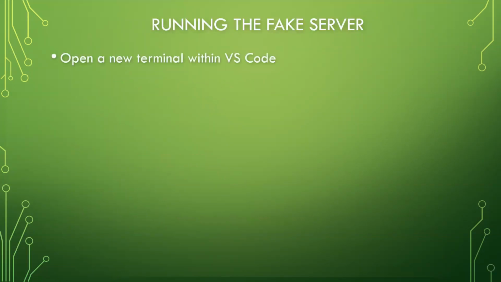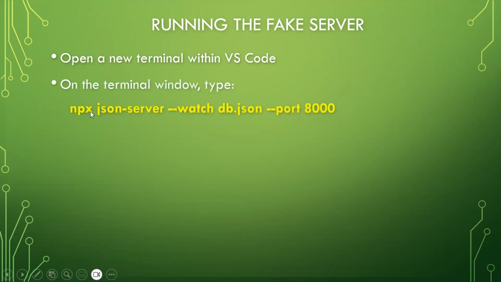To run the fake server, in VS Code you're going to open the terminal window. In the terminal window, you are going to run this command, and you need Node.js for this command to be valid. So you're going to say npx json-server, and then there is a double dash here, watch. So you are watching a file, and the file can be any name. I'm putting db.json here, but it could be anything. And then double dash port, and you're going to give a port number.